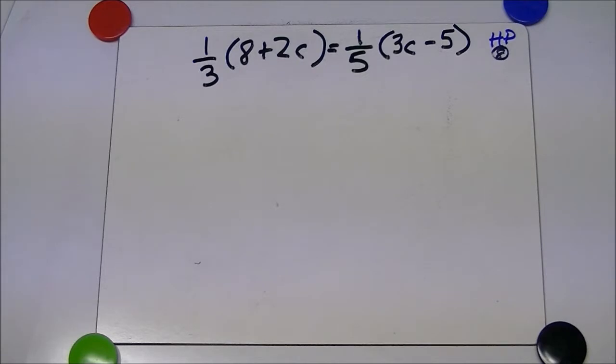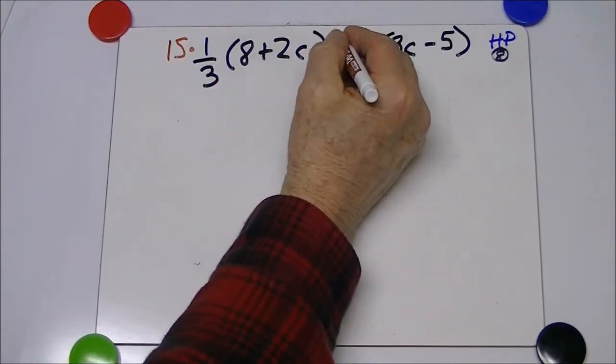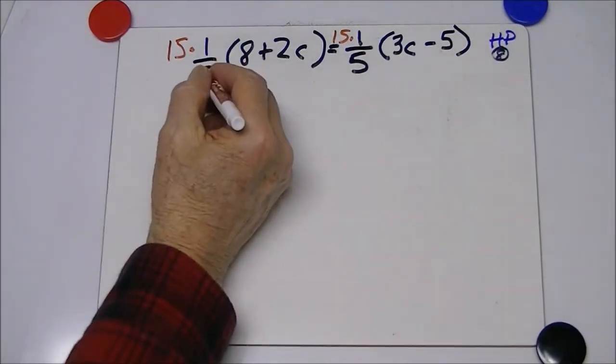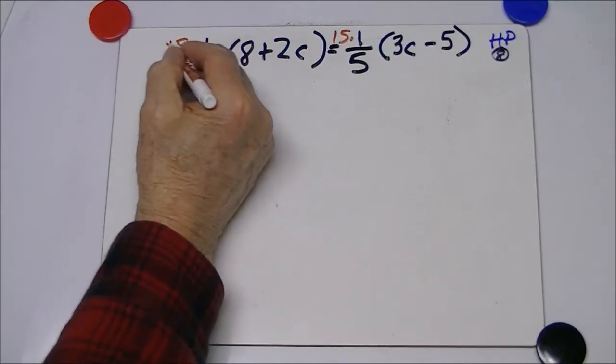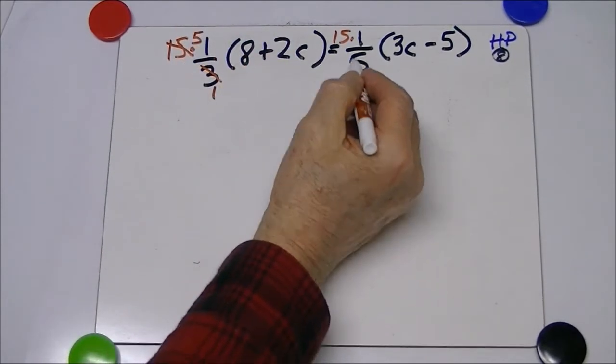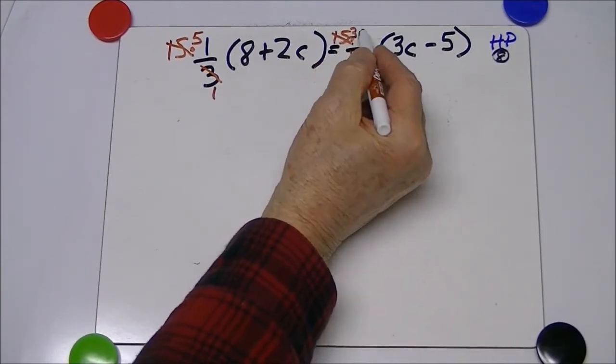Well, we want to multiply each term by the lowest common denominator. So discuss this. What is your lowest common denominator? And if you said 15, you are correct. Now, clear fractions. Well, 3 goes into 3 once. 3 goes into 15 5 times. 5 goes into 5 once. 5 goes into 15 3 times.